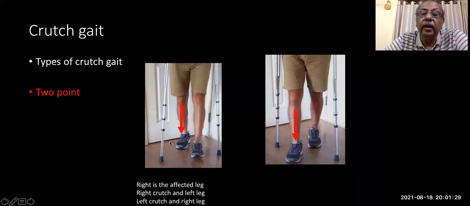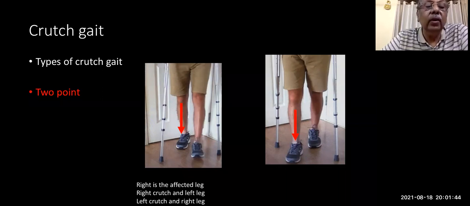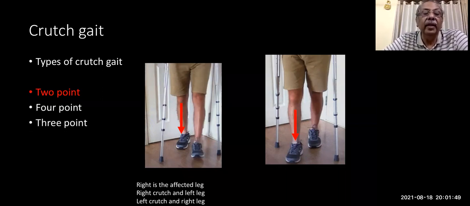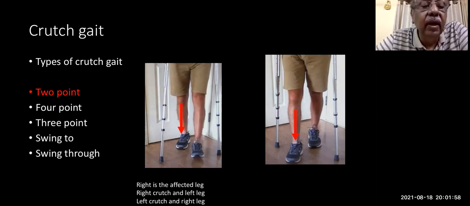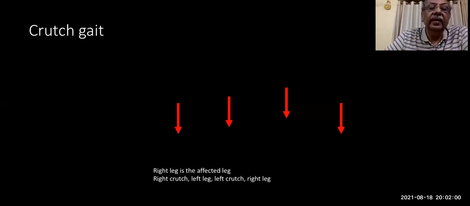So you always put the unaffected side to the front. So right crutch, left leg, left crutch, and the right leg. So the painful leg comes last. Okay, that is what is called the 2-point gait. Then comes the 4-point gait, 3-point gait, and swing to and swing through gait. These are the various types of crutch gaits.